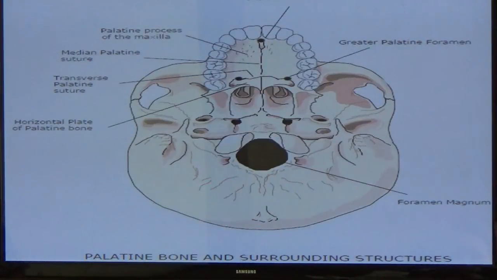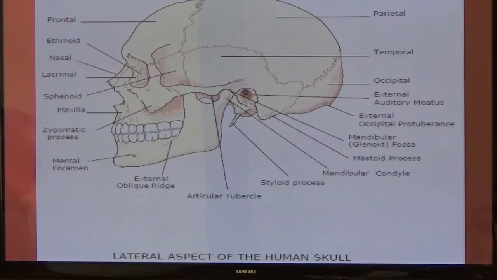Okay, so you have this picture as well. So greater palatine foramen, incisive foramen. This also is called nasal palatine foramen, just another name for it. But again, you've got this one here. So the median palatine suture, transverse suture. This is the one that you'll have on the test, and we'll just have blank lines and you fill in the blanks.